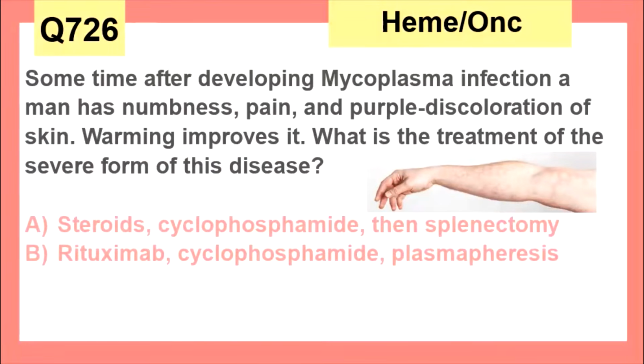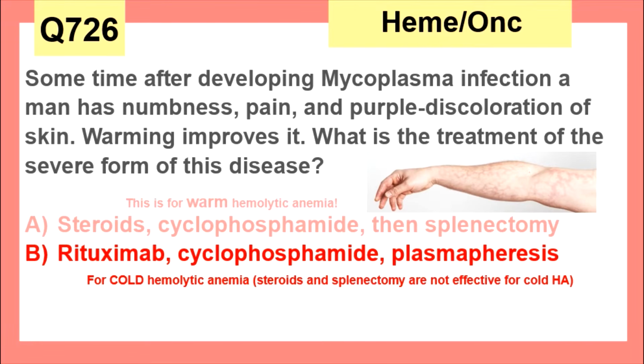726. Sometime after developing a mycoplasma infection, a man has numbness, pain, and purple discoloration of the skin. Warming improves it. This sounds like cold agglutinin. What is the treatment of the severe form of this disease? So the severe form is not treated with splenectomy. It's treated with rituximab, cyclophosphamide, and plasmapheresis. Only warm hemolytic anemia can potentially be salvaged with splenectomy, as opposed to the cold one. The steroids and splenectomy are not effective.